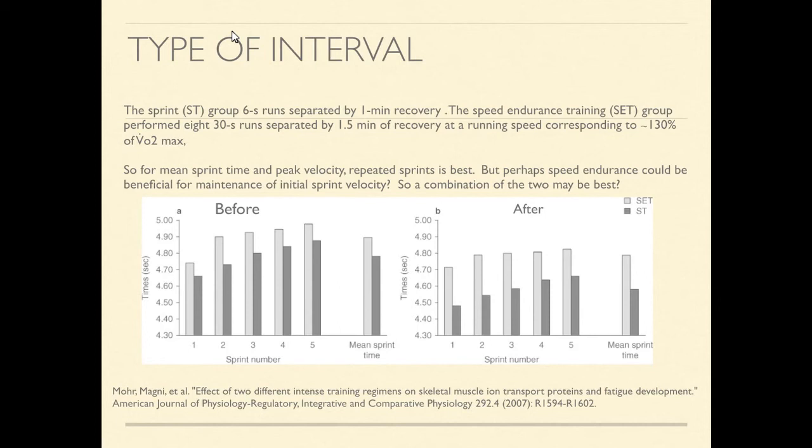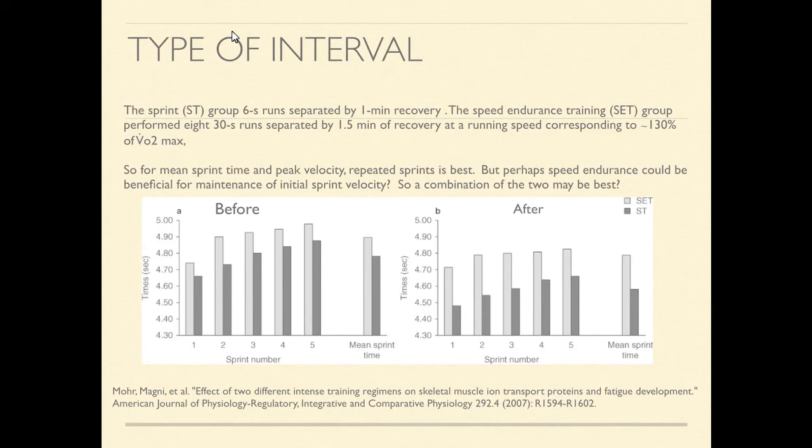So if you look at the type of interval, this is something real important here, okay? Basically, they're doing sprints, and obviously, the lower the number, the faster they are. So if you look at before, you have two groups here. You have the SET, which is a light gray. And SET is speed endurance training. So they performed 8 30-second runs with 1.5 minutes rest at 130% VO2 max.